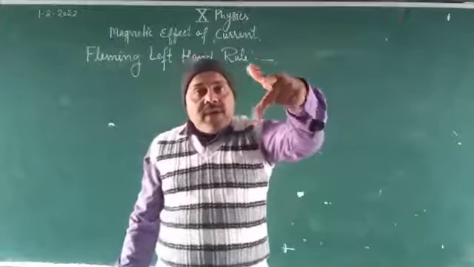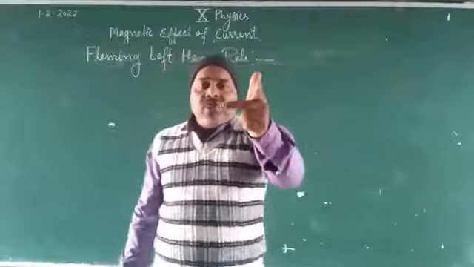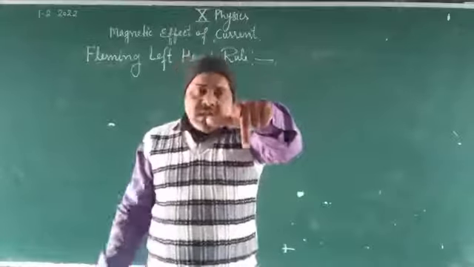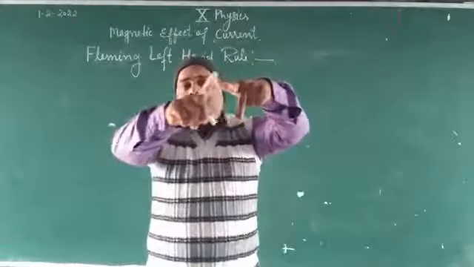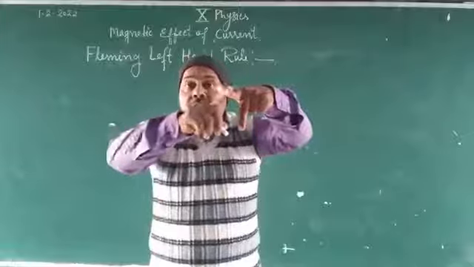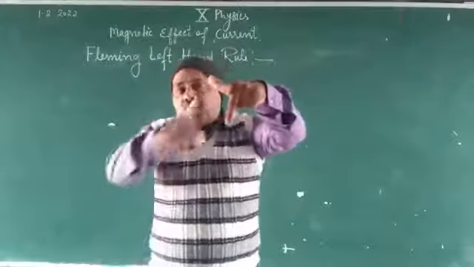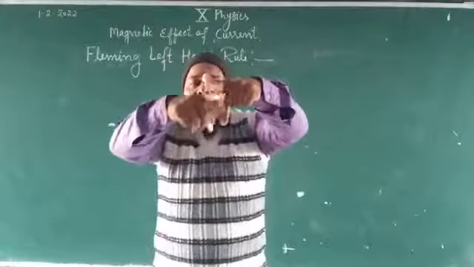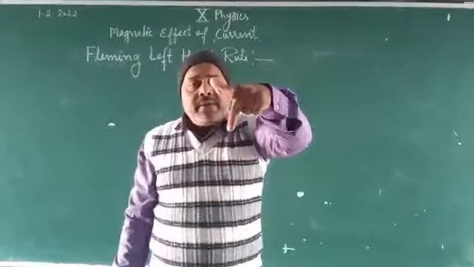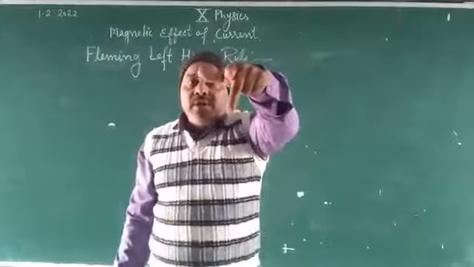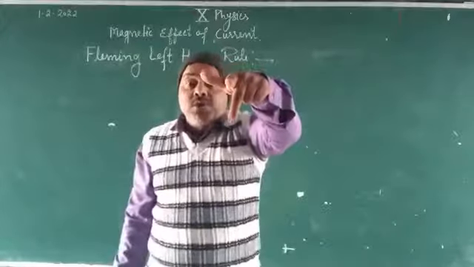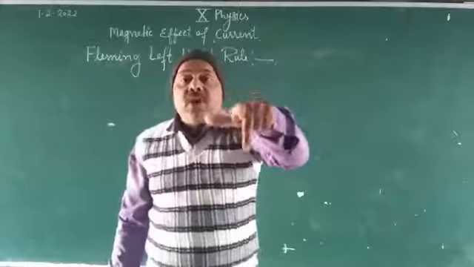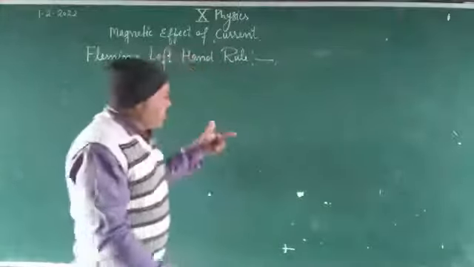force. Here you will see that when we stretch our three fingers in such a way that they are mutually perpendicular to each other, then our first finger gives the direction of magnetic field, pointed in the direction of magnetic field, and the central finger is pointed in the direction of current. Then our thumb gives us the direction of motion of conductor or the direction of force also. Like this.